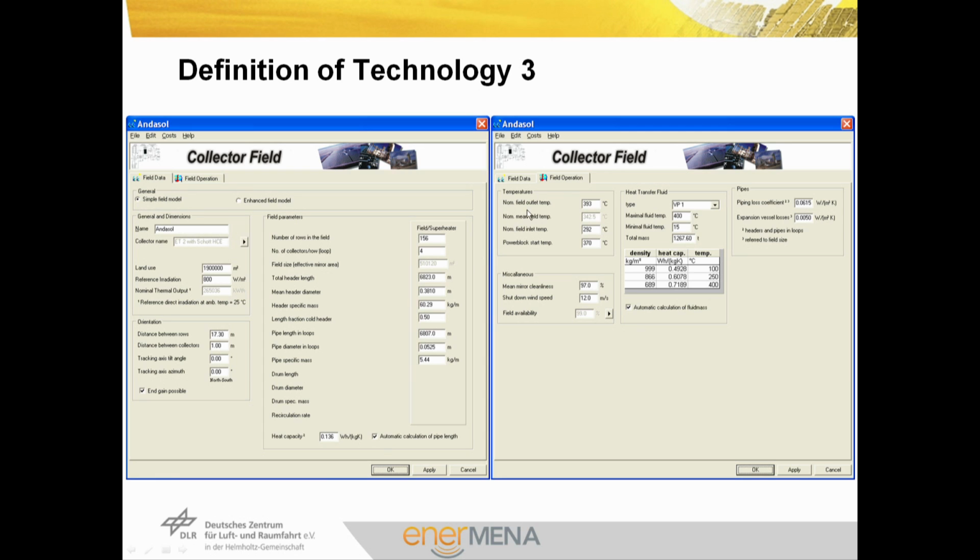The field operation tab defines the operation limits of the solar field, or also the nominal operation temperatures. That means solar field nominal outlet temperature, nominal inlet temperature, as well as mirror cleanliness and the shutdown wind speed. Also the heat transfer fluid is defined here, and here again the user may choose an automatic calculation of the fluid mass based on the volumes calculated from the left hand side.